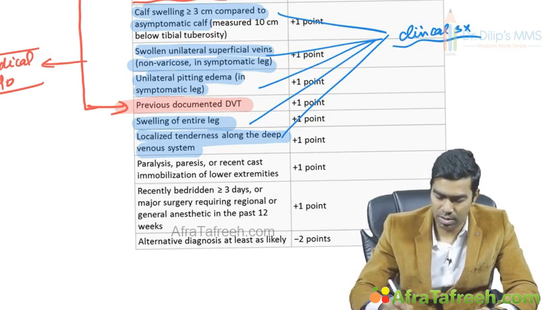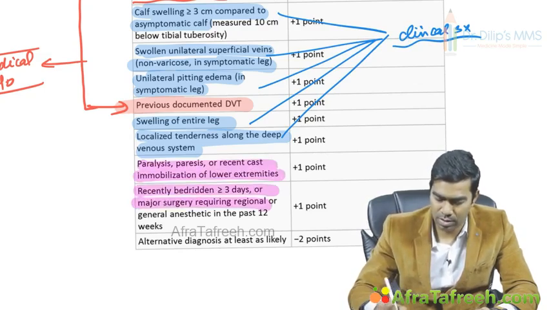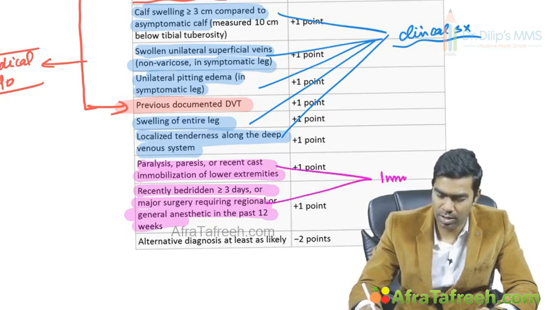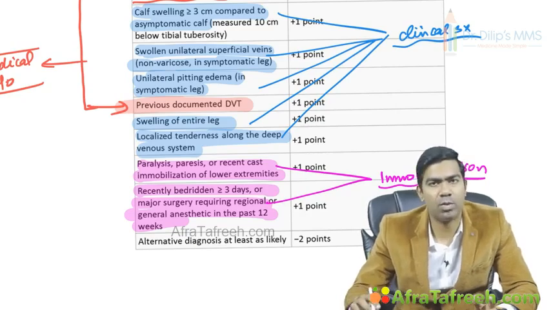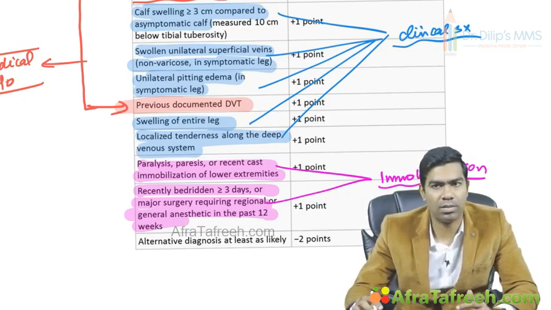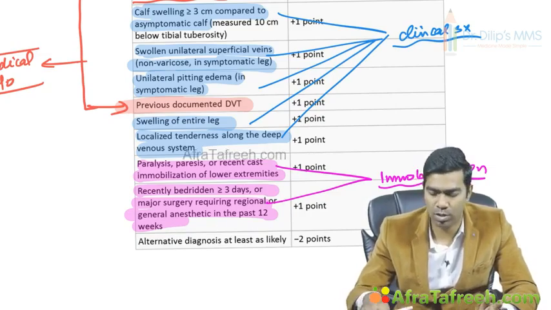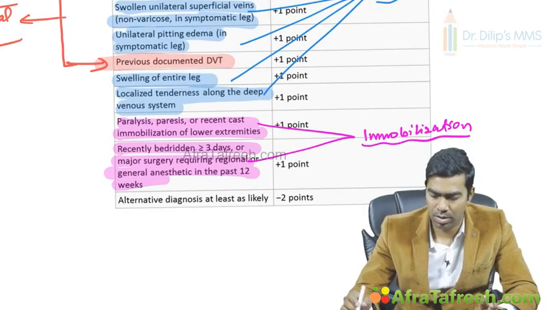Then you have 2 points which are about immobilization. These points you can put under a common heading called immobilization history. Clear? Anything more than 3 days for more than 3 months is very, very significant. Clear? That is what we hear, it's put as 12 weeks, 3 months.